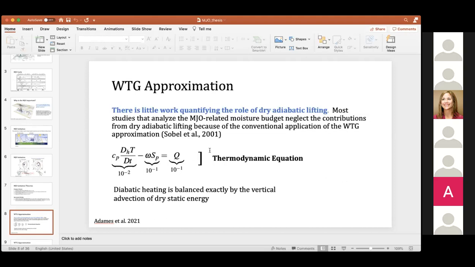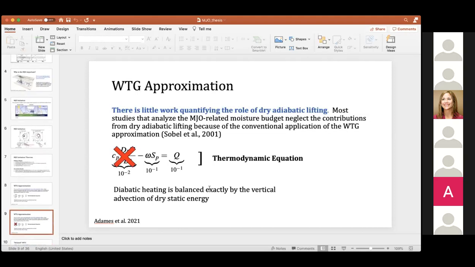To give a more clear idea, we can look at the thermodynamic equation, which is listed here, where our first term is the time evolution of temperature. Then we have our vertical advection of dry static energy term, and that's equal to Q, which is our diabatic heating. If we assume a scaling for the large-scale tropical atmosphere, this is how our terms scale. We see that our temperature evolution term is an order of magnitude smaller than the other terms. So this is what we consider the primary balance, and this is what many of the previous studies assume, which is not a bad assumption as shown by the scale analysis.